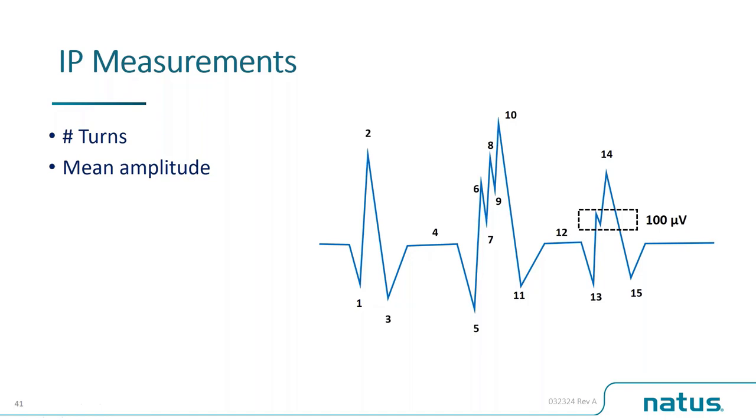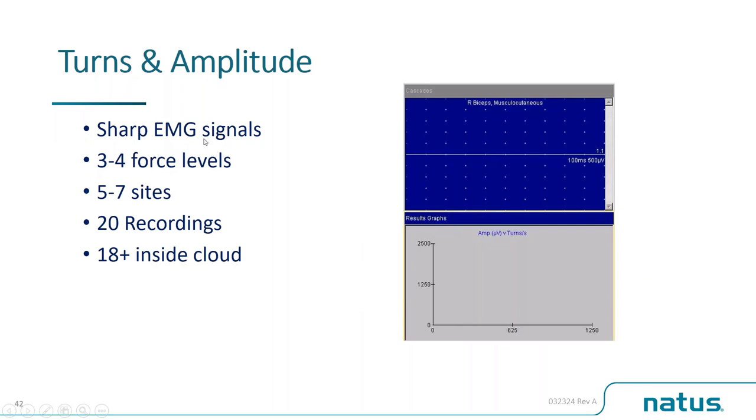And Professor Stolberg put all of this together to come up with a method which is called turns and amplitude, or the TA method. So the principle is very simple. Record sharp EMG signals. Always, always you have to have high quality signals. We record the EMG signals at 3 to 4 different levels. At each force level, it is an isometric contraction.